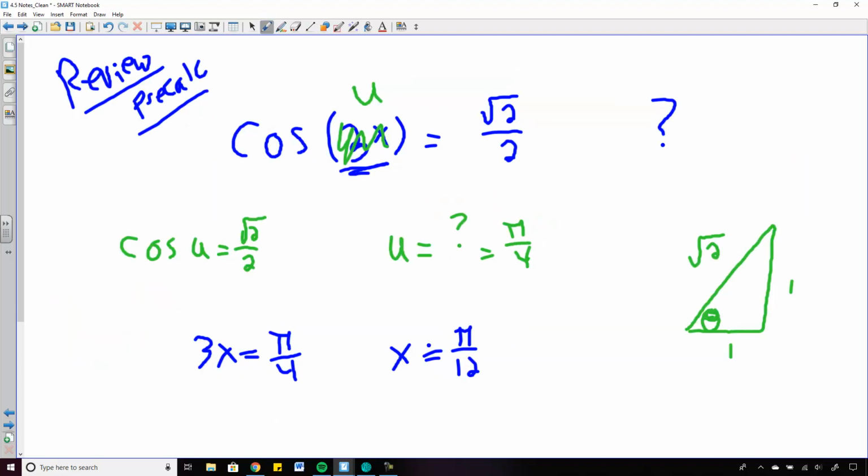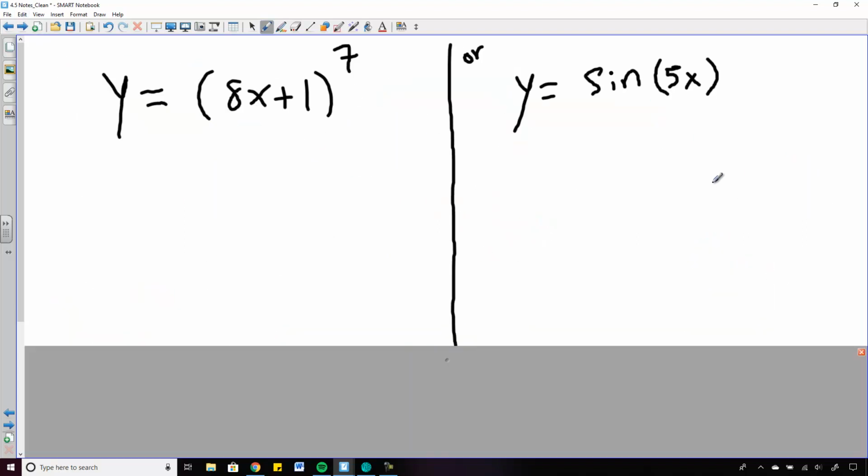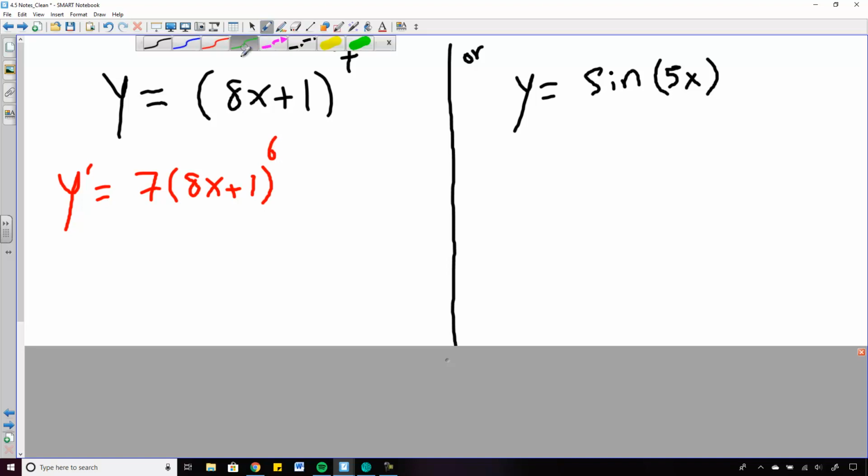So let's just go back down memory lane and try to derive these and see what happens. These are all chain rule problems. Since we're going to be doing that in reverse today, it'd be good to get an idea. So we brought down the 7, we had 8x plus 1 to the power of 6, and then what did we need to do? We need to multiply by this, which was 8.